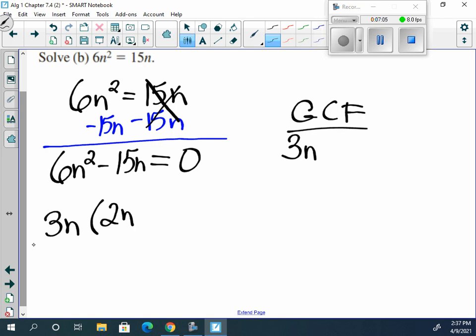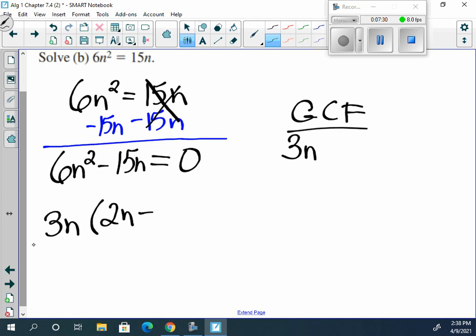It would just be 2n, because we're essentially dividing that out. 6 divided by 3 is 2. N divided by n squared would be just n, because we're taking 1 away. Minus, because the only reason that the signs would change is if we're dividing by a negative. But we're dividing by a positive, so the signs don't change.